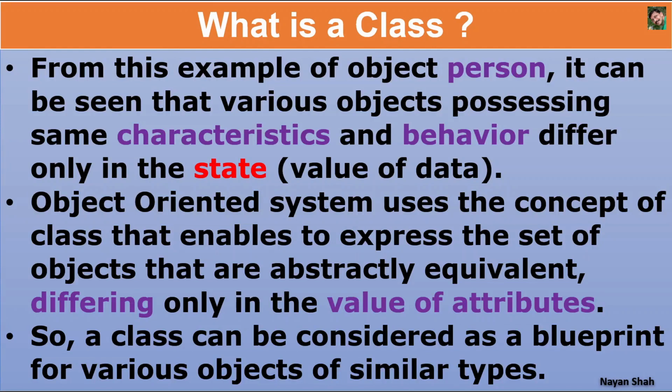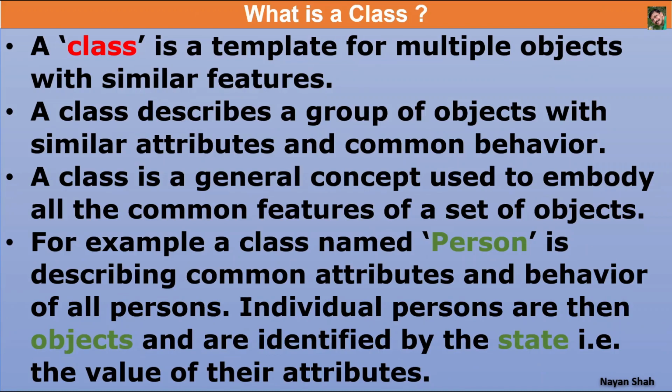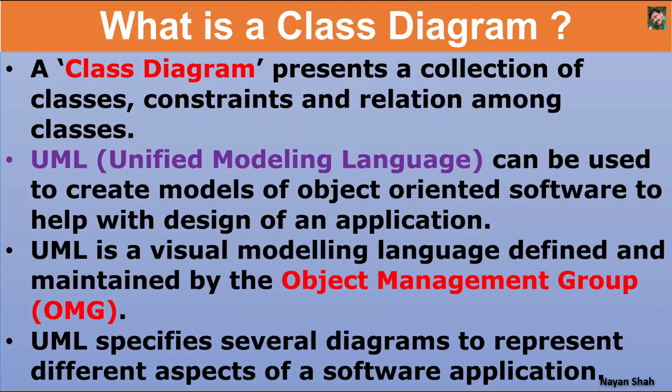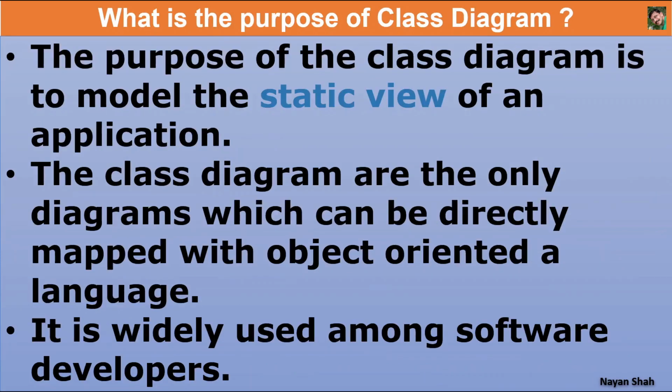And the class, what is a class? A class is a blueprint for various objects of similar types. A class is also a template for multiple objects with similar features. A class describes a group of objects with similar attributes and common behavior. So that is what a class is all about. UML, Unified Modeling Language, and Object Management Group: these two full forms you also need to remember. The purpose of the class diagram is to model the static view of an application. It is widely used among software developers.